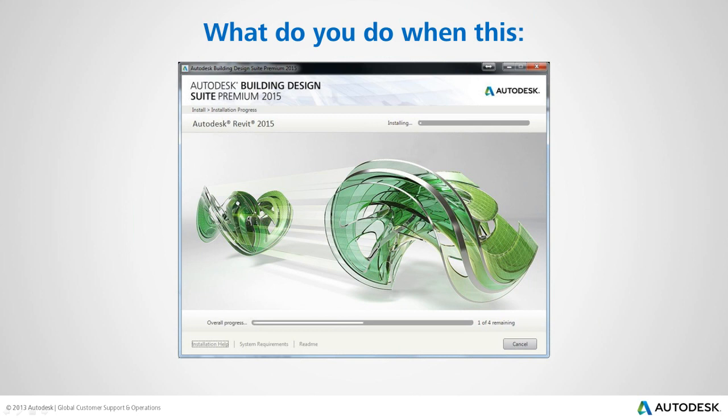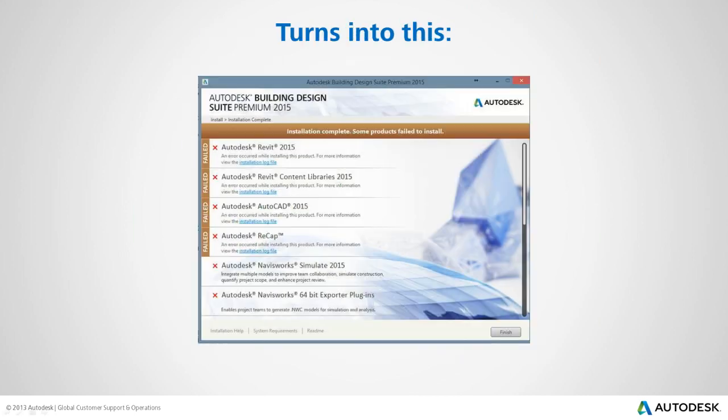But what do you do when this turns into this? Installation complete. Some products failed to install. You have a bunch of red X's there, several failed, and something went wrong. You might have gotten an error message that popped up that gives you at least some clue as to what's going on, but sometimes it'll just go straight to here and you don't have any idea what on earth happened. So how do you even start trying to troubleshoot an issue like this?